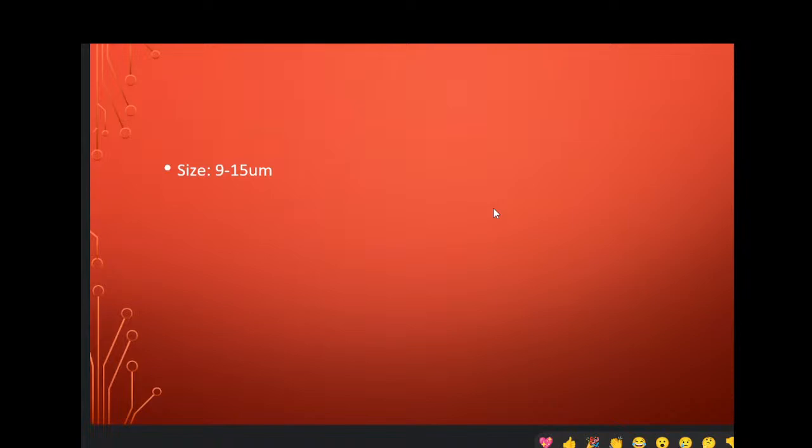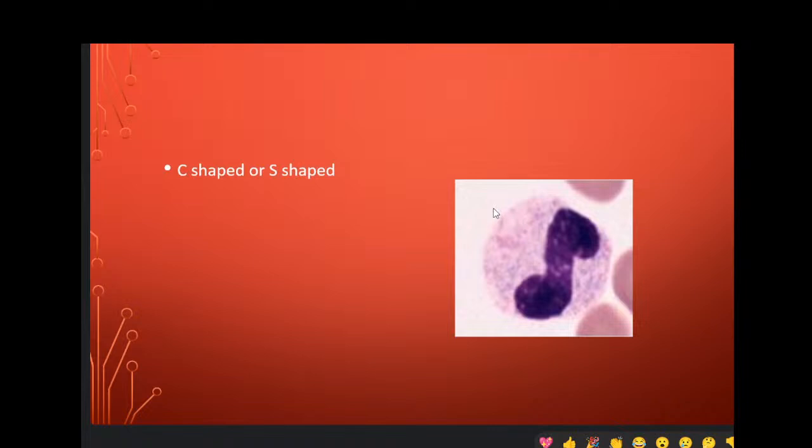Alright. Now, let's try and describe the nucleus of a band cell. So the band cell usually has a shape that's characterized as a C shape, or it's sometimes S shape, almost similar to that of a nucleus of a monocyte, rather. Right? But the main difference is that there's a noticeable segment to it, as opposed to that of a monocyte. Monocytes are just convoluted, but there's no segmentation.